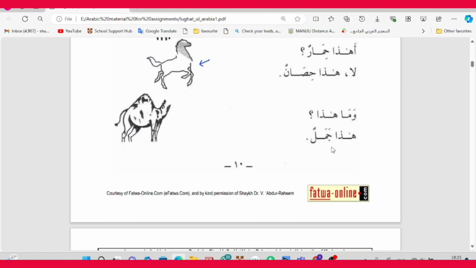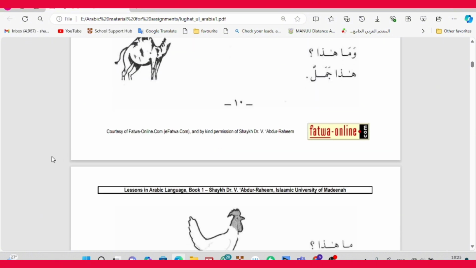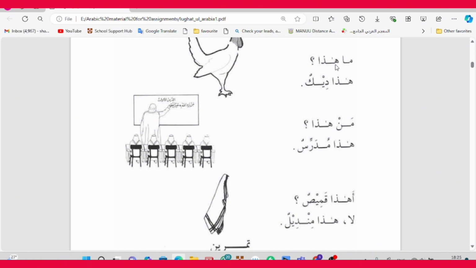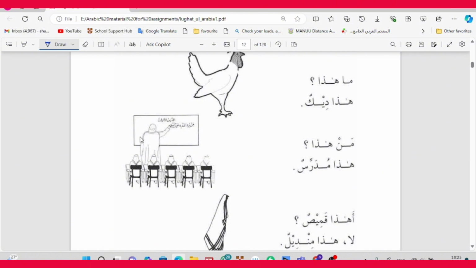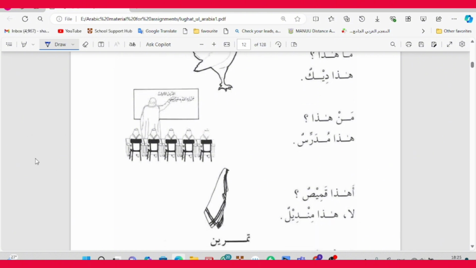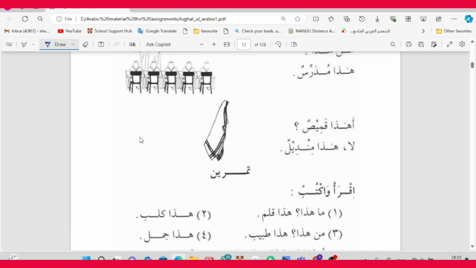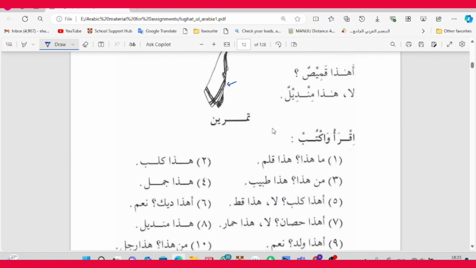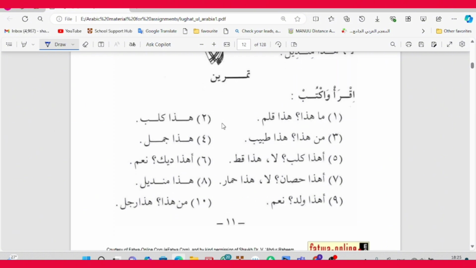Wa ma hada, what is this? Hada jamal, this is a camel. Now ma hada, what is this? Hada dik, this is a hen. Man hada, who is this? Hada mudarris, this is a teacher. Hada qamis, you see this is not a shirt, right? So la, hada mindil, no, this is a handkerchief. Okay, iqra waktub, you will read loudly 5 times, and then you will write with their translation.